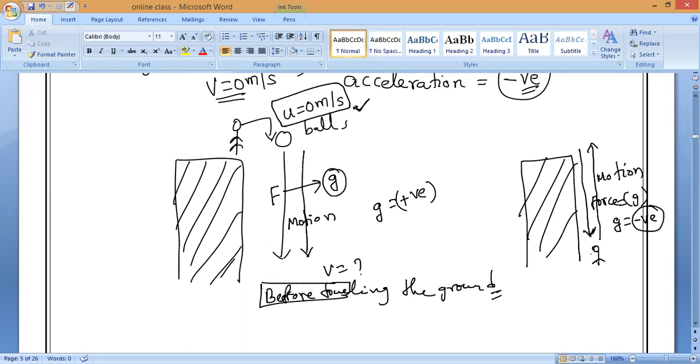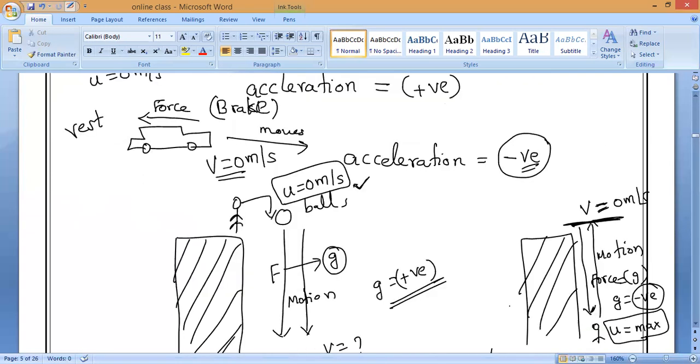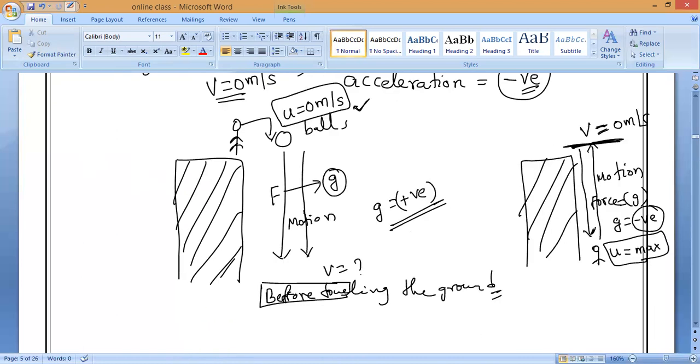But if the body is thrown upwards, then we need some force or some velocity. That is why here initial velocity will be maximum. And final velocity will become what, Hari? After reaching a certain height, velocity becomes 0. Understanding? Then it will start reversing. That is what you have to remember. So now have you understood when g is positive and when g is negative? Clear, everybody? Please note it all down.